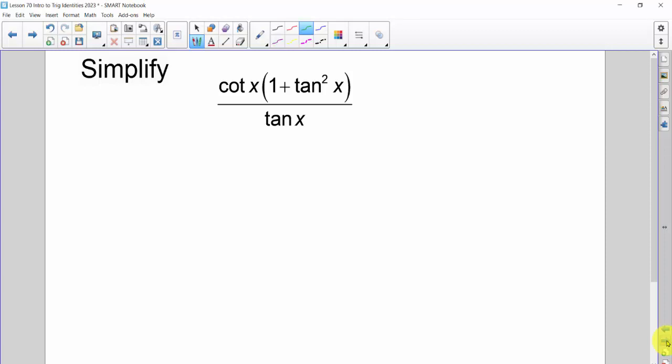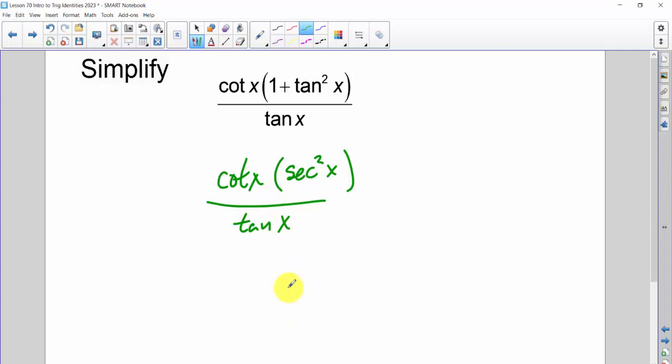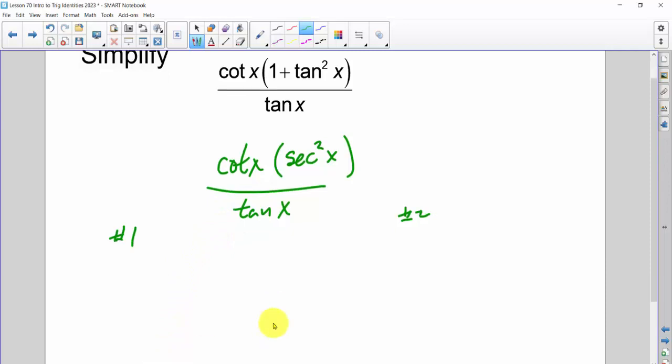So here's another. Right off the bat, when I see these squareds in here, I'm looking for a Pythagorean identity. 1 plus tan squared I know is secant squared. And I've got cotangent of x and tangent of x. Now, there's a couple different ways, again, to look at this problem. One way is to change everything into sines and cosines right off the bat. So let's go ahead and do that.